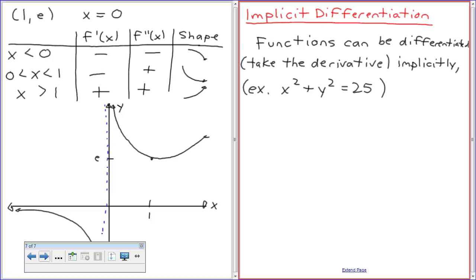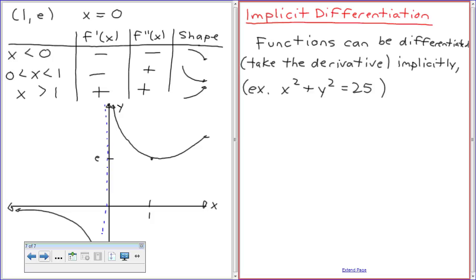Let's say you have an expression like x squared plus y squared equals 25. Why is this one more challenging or more awesome than anything we've seen before? There's 2 variables, right? And that's the thing. So we're going to basically take the derivative with respect to 2 variables at the same time.